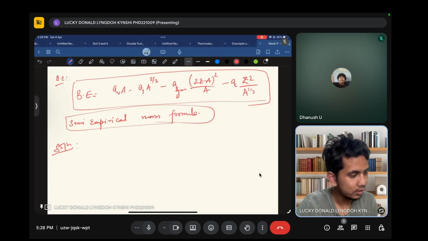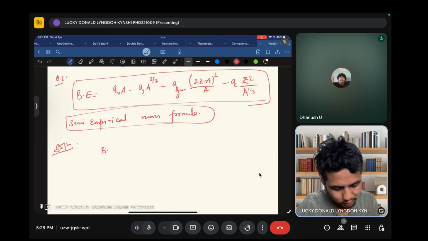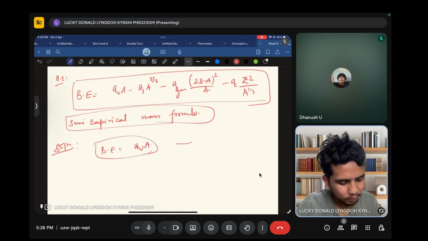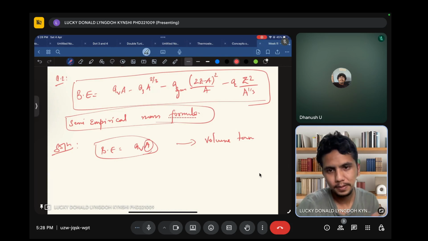That means binding energy. Initially it was supposed to be binding energy a_V A. What is a_V A? This is called the volume term. What does it mean? It means that your binding energy is proportional to the mass number. That means if A is more, then the binding energy also should be more.